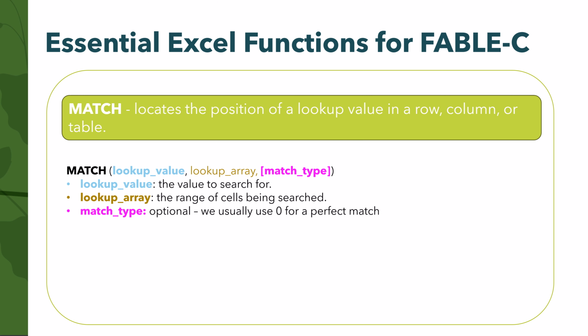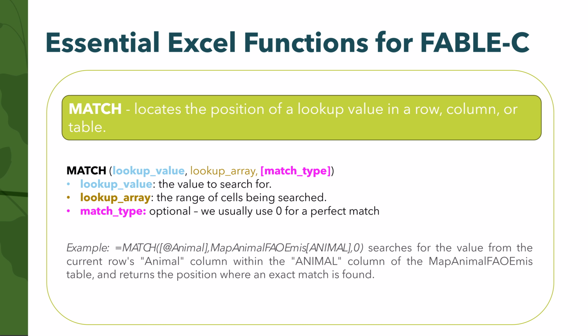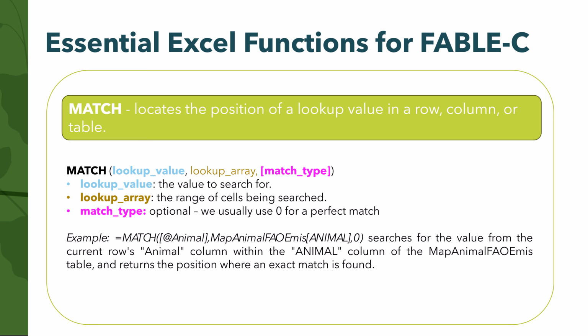The match function returns the position of a lookup value within a row or column. It doesn't return the value itself, but its relative position in the range. In this example, the match function looks for the value in the current row's animal column within the animal column of the map animal FAO emiss table. It returns the position where the value is exactly matched.